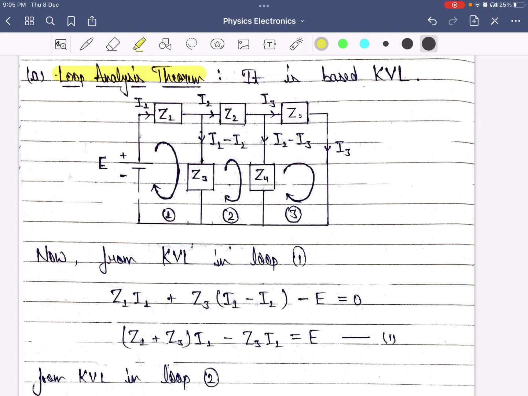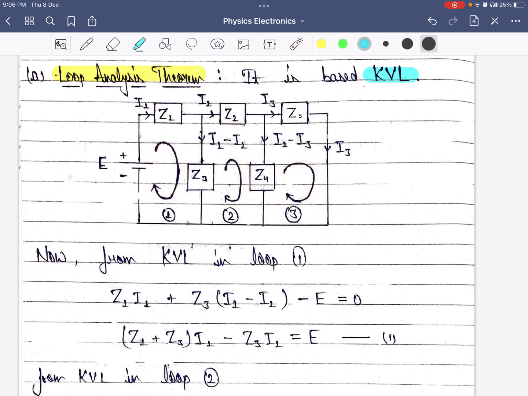Now this theorem is based on Kirchhoff's voltage law. Let's assume this electric circuit. It has an electric source E, impedance Z1, Z2, Z3, Z4 and Z5 present in it. Current I1 is flowing through loop 1, current I2 is flowing through loop 2, and I3 current is flowing through loop 3. And we are traveling in clockwise direction in loop 1, loop 2, and loop 3.